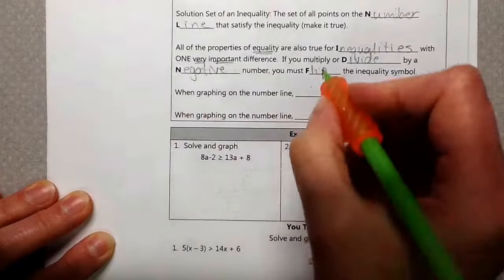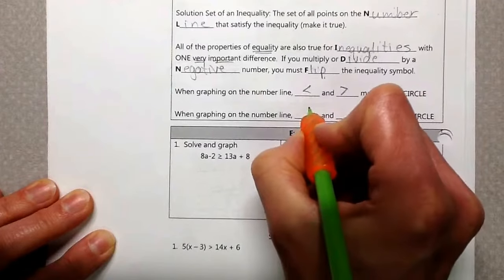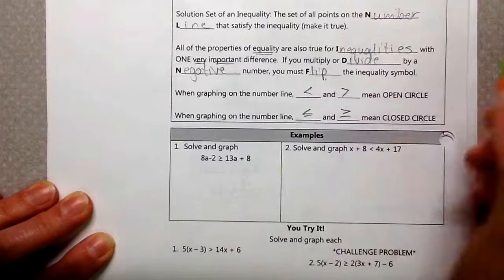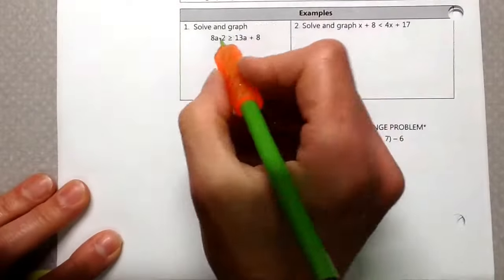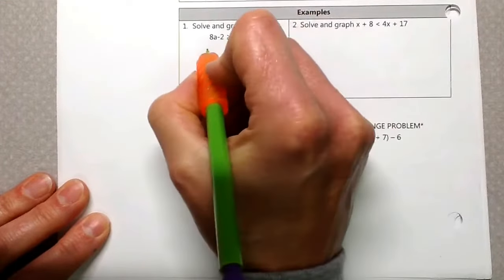So when you're graphing on the number line, less than and greater than are an open circle. Less than or equal to, greater than or equal to, mean a closed circle or endpoint. All right, let's go ahead and solve this one. I like to have my variables on the left-hand side, so that's what I'm going to ask you to do.